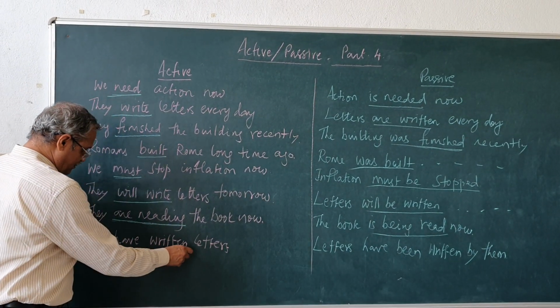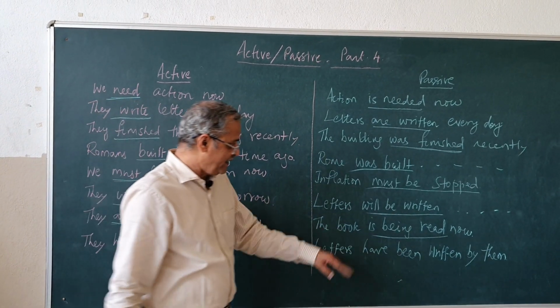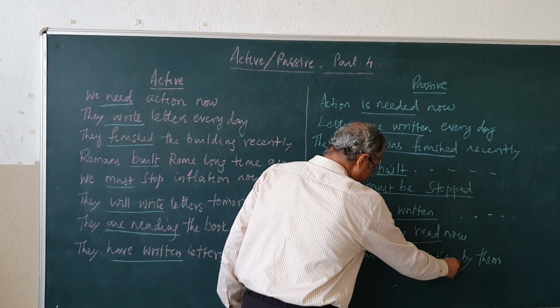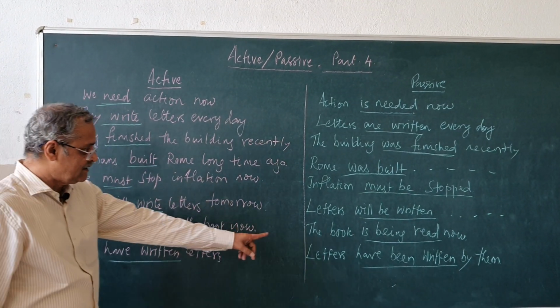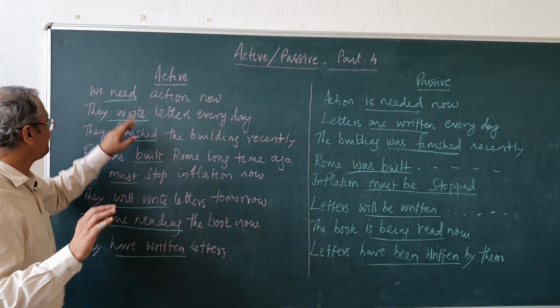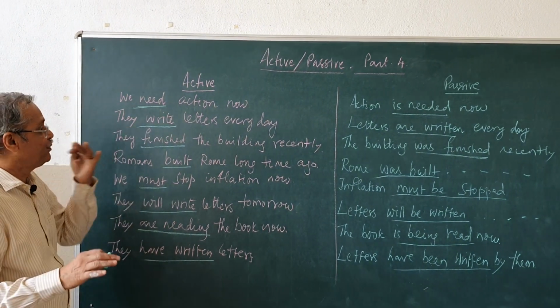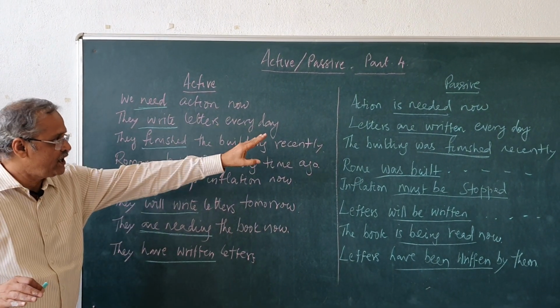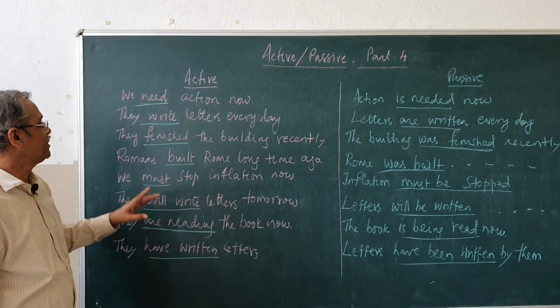They have written, present perfect. They have written letters. Letters have been written by them. They had written letters. Letters had been written by them. So, the step here is to identify the verb first, the main verb in active voice, and the corresponding change that will happen to the verb in the passive voice. That is the main focus you have to have.